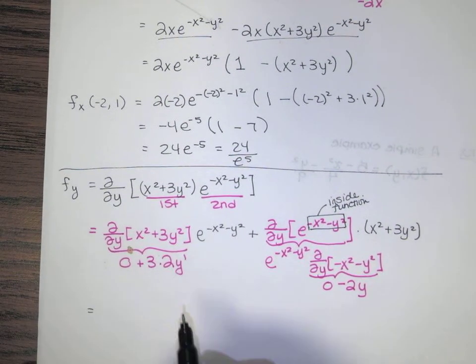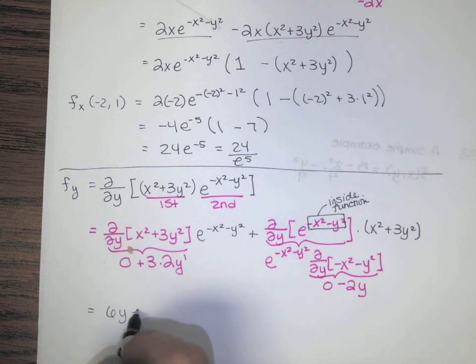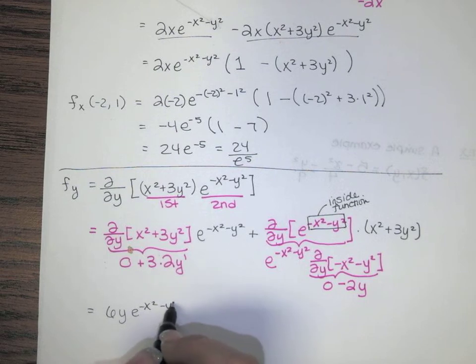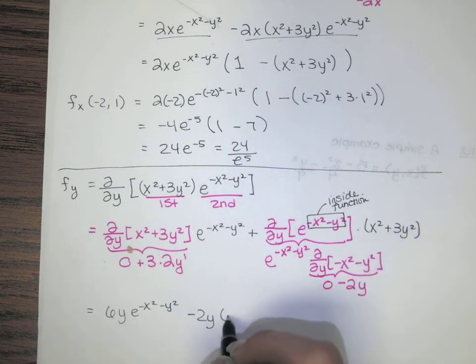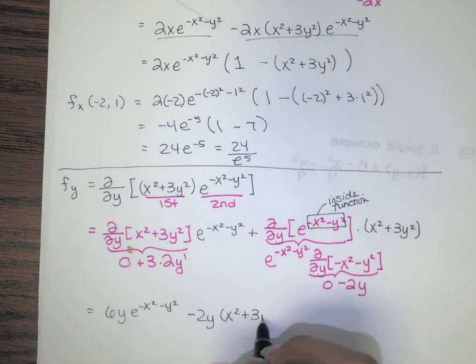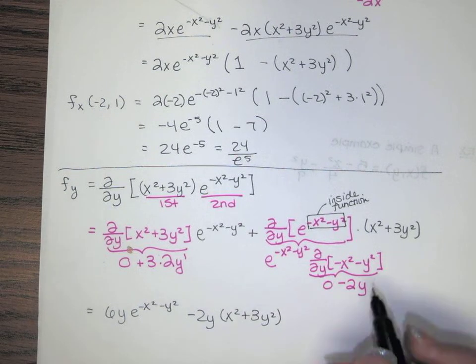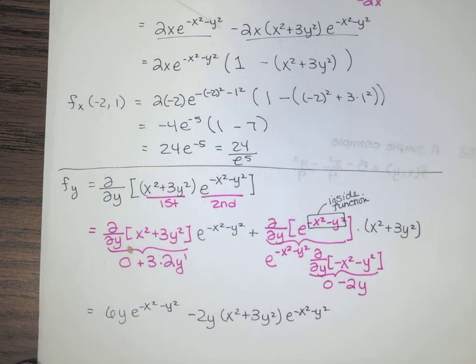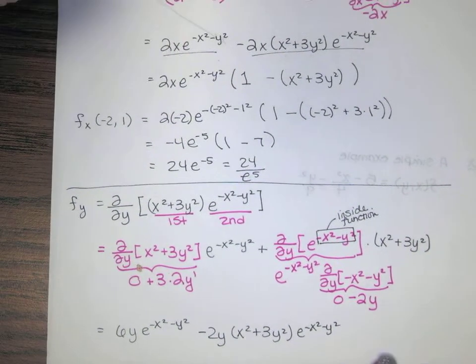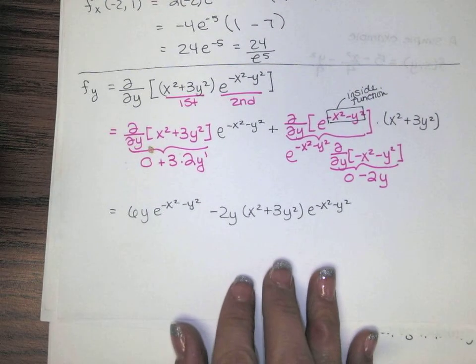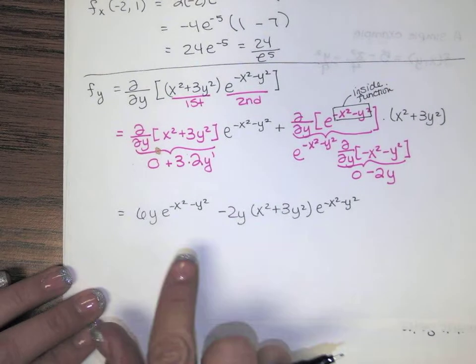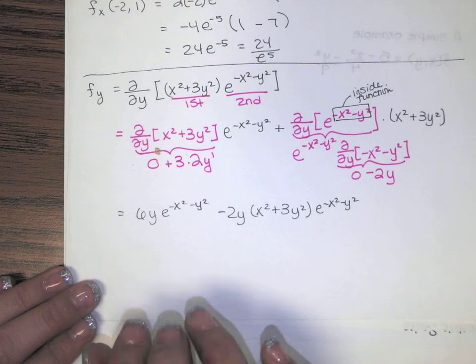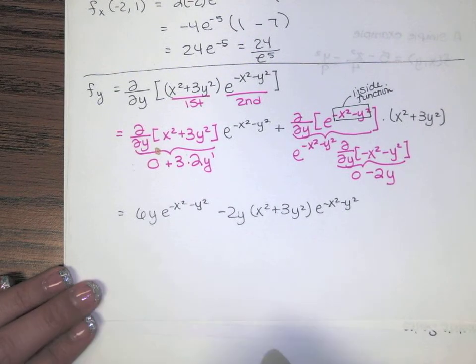So we have this. I've got 6y here times the exponential minus 2y times x squared plus 3y squared times this exponential. And that's our partial of f with respect to y. This is a formula for the slope in the y direction at any point in the domain of this function.